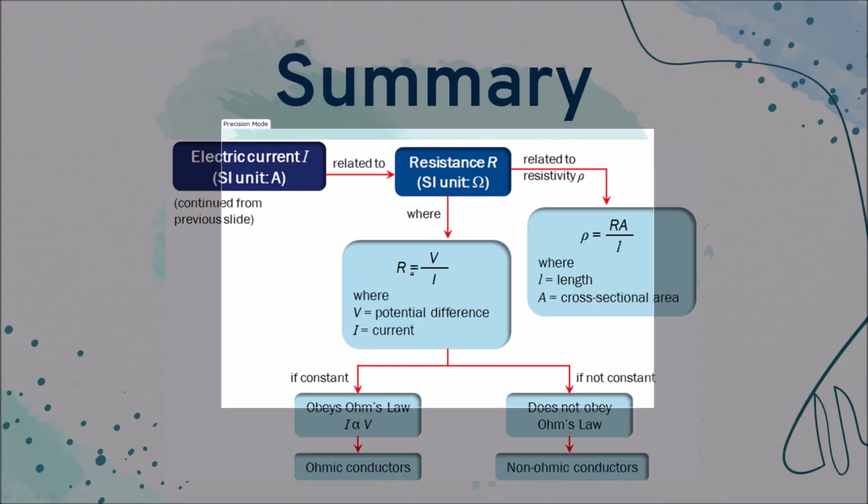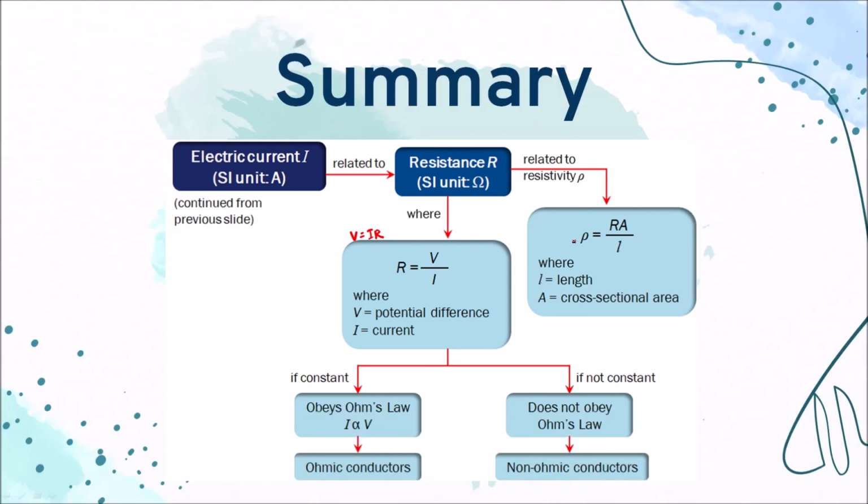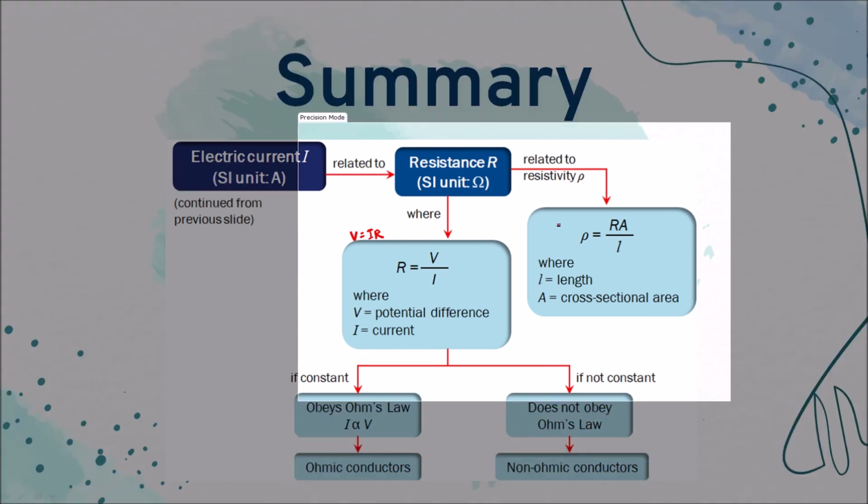And the last formula that is of more importance is V equals IR. And of course, if we want to find resistance based on resistivity, it is R equals rho L over A. This particular formula is very niche. That means that if this question comes out, you will know that you have to use this formula.